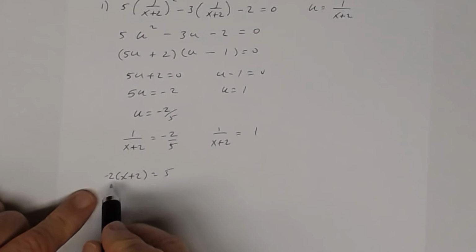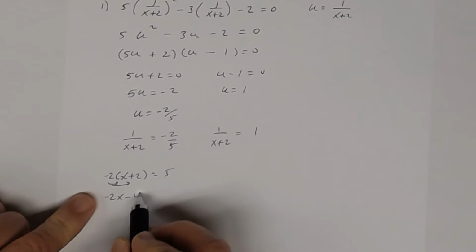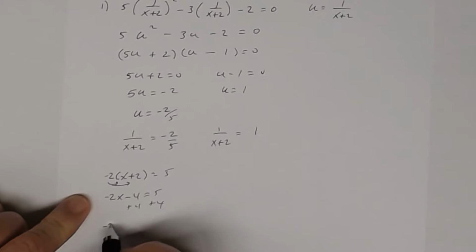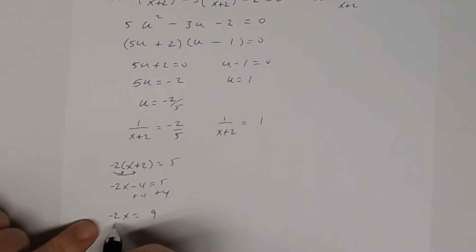So I'm going to go ahead and distribute the negative 2. So I get negative 2x minus 4 equals 5. Adding 4 to both sides, I get negative 2x equals 9. And solving for x, I'm going to divide both sides by negative 2. And so negative 2 divided by negative 2 is 1. 1 times x is x. So I get x to be negative 9/2.